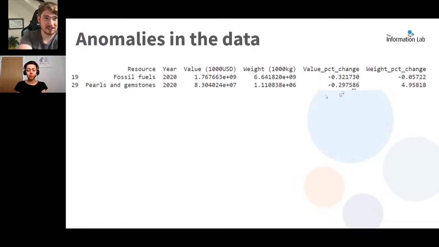So notably saying that yes, the value... So how this data was working was you would have the value of the commodity that was being traded, but also the weight as well. So these were the two metrics we were working with. What I could see was that for fossil fuels, yes, the value was lower and also the weight was lower too. Similarly with gemstones, the value of what was being imported was lower, but actually the weight was much higher than it previously was.